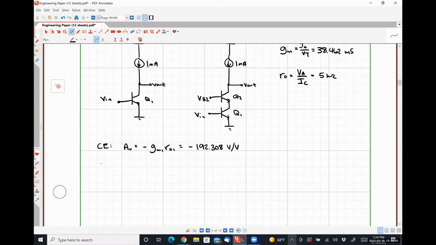For our cascode stage, where our voltage gain is given by negative GM squared times R naught times R naught in parallel with R pi, where R pi is simply beta over GM, or 2.6 kiloohms, we wind up getting negative 12,651.822 volts per volt, or roughly 66 times larger voltage gain.